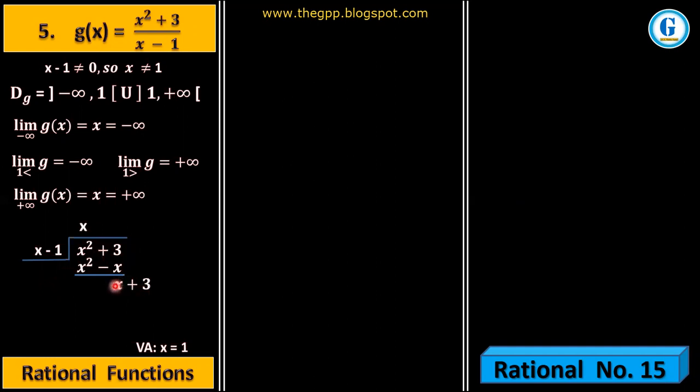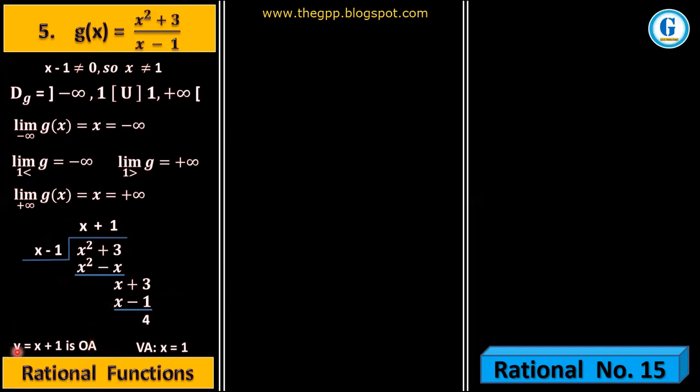Can we still divide? We divide by the highest degree. So x divided by x is 1. So we have plus 1. Now plus 1 times all of these will give us x minus 1. We subtract again, and we are going to be left with x minus x is 0, and 3 minus 1 is 4. So this gives us the equation of the oblique asymptote. From here, what is the equation of our oblique asymptote? It is the line y equals x plus 1. So the oblique asymptote is the line y equals x plus 1.